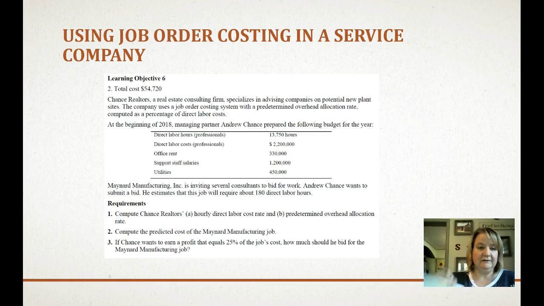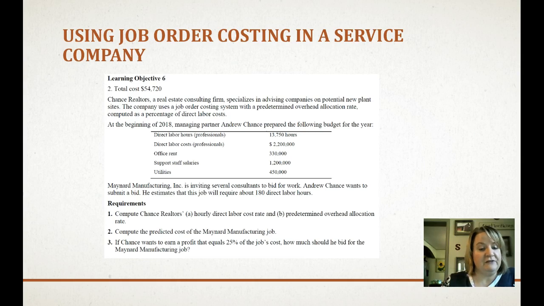It gives you a total cost, and it says Chance Realtors, a real estate consulting firm, specializes in advising companies on potential new plant sites. The company uses a job order costing system with a predetermined overhead allocation rate computed as a percentage of direct labor costs. At the beginning of 2018, managing partner Andrew Chance prepared the following budget for the year. It gives you direct labor hours for professionals, direct labor costs for professionals, office rent, support staff salaries, and utilities.